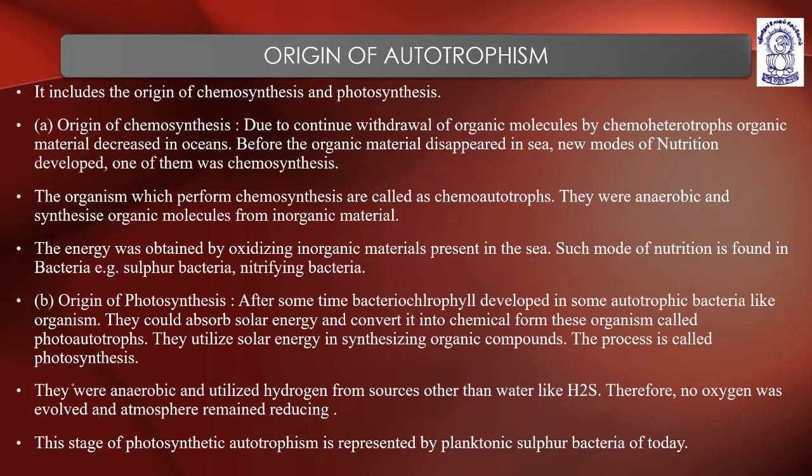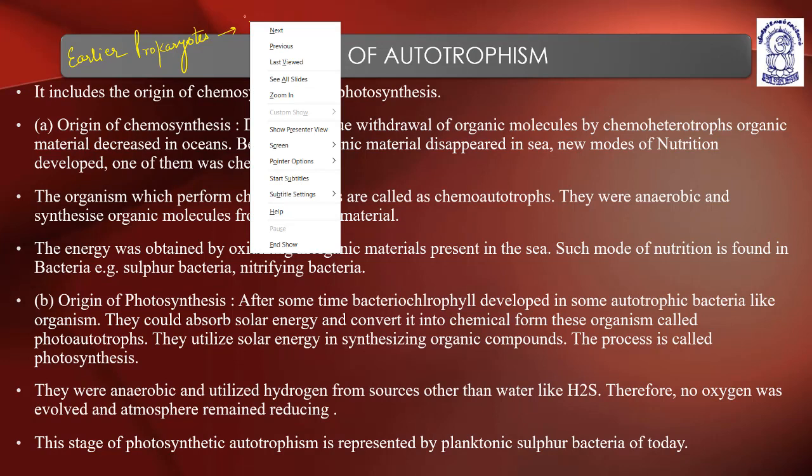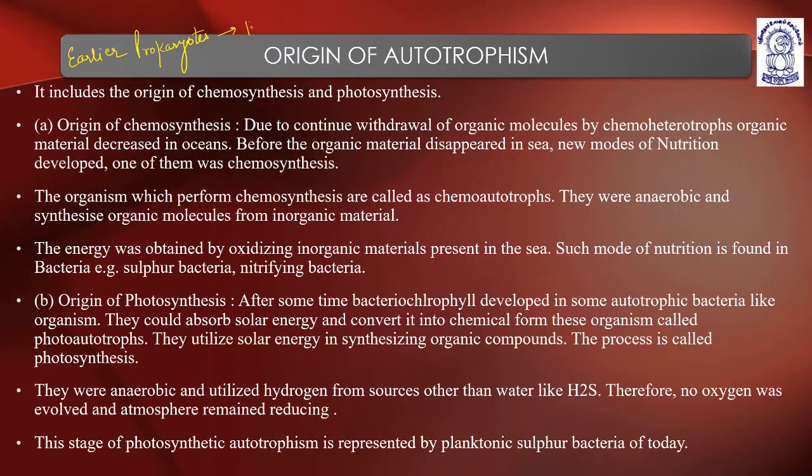They require ready-made organic material as food, and thus they are heterotrophs. So earlier prokaryotes were chemoheterotrophs. They were heterotrophs, H-E-T-E-R-O, heterotrophs. Understood? Now comes the concept of autotrophism.